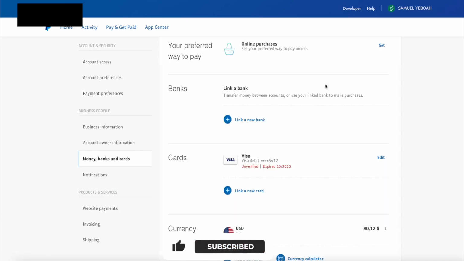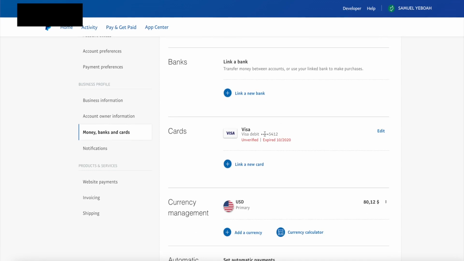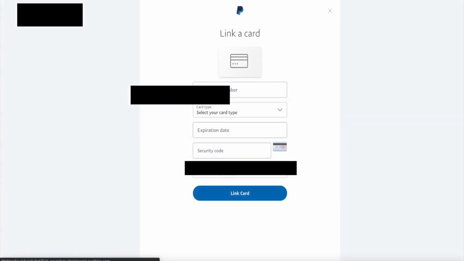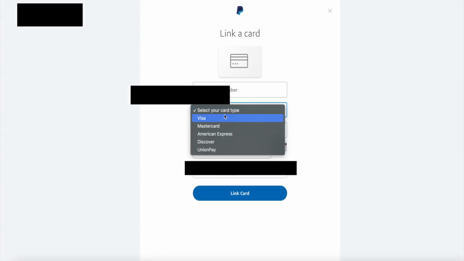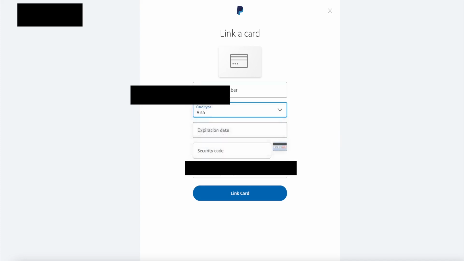On the interface, my Visa card has expired, so I click add new card. Now to link a card, choose the card type: Mastercard, Visa, American Express, Discover or UnionPay. I choose Visa and enter the Visa card number, which I am hiding for security reasons, then the expiration date, the security code, the three numbers on the card, and the billing address.